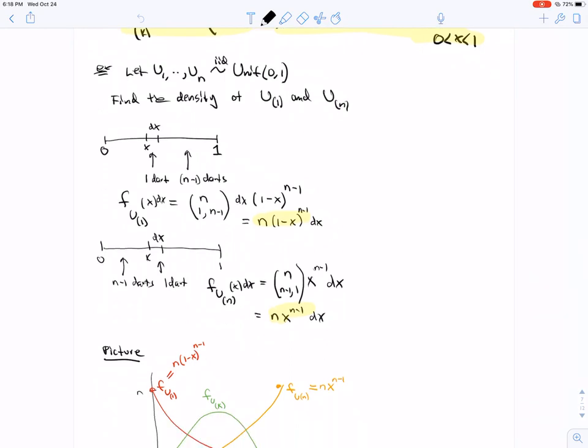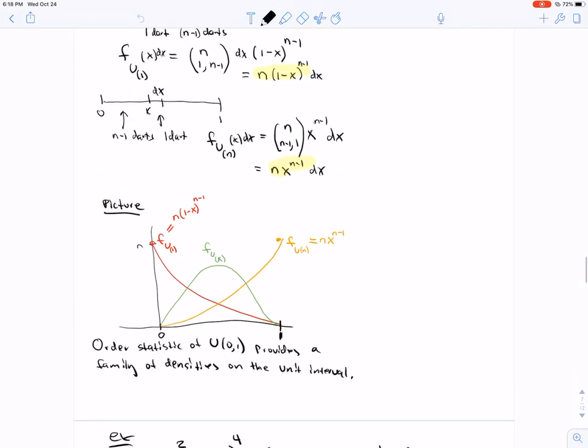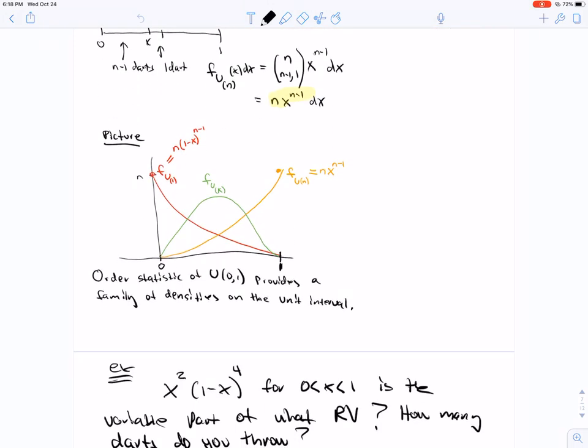And for the max, it's similar. It's n times x to the n minus 1. So here's a picture. What you have is a one parameter family of distributions on the interval 0 to 1, starting from the min going to the max.